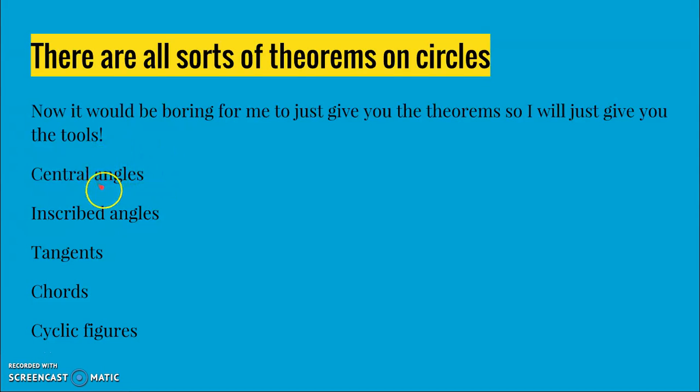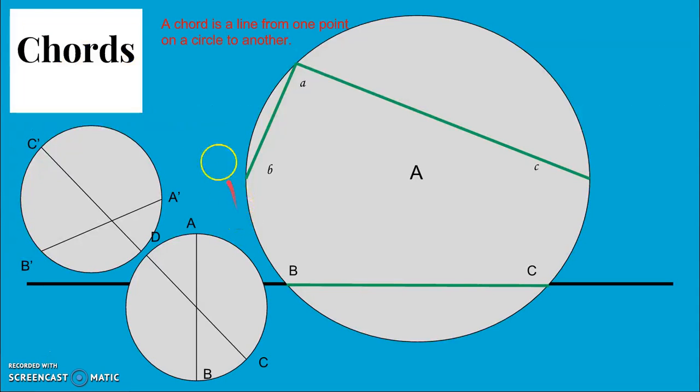Angles, if we haven't heard that one before, you've had some troubles recently. Tangents sound familiar. Chords, and we're not talking about music so much, but we'll get into that. And then cyclic figures, just like your bicycle, things that go around, right? So here we go. Chords, let's start there.